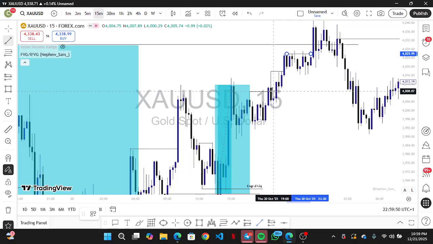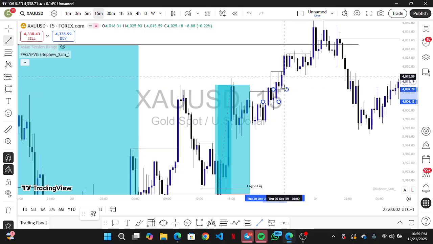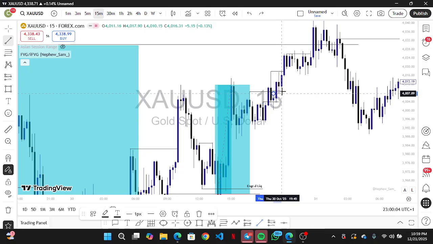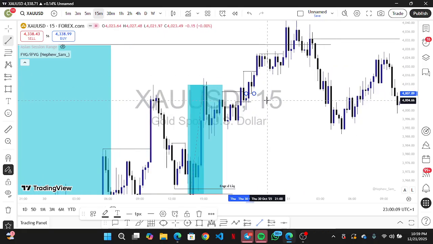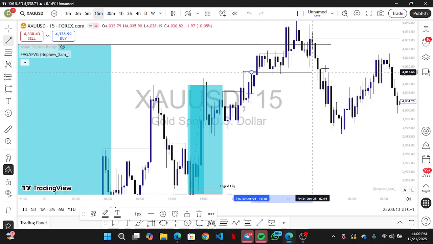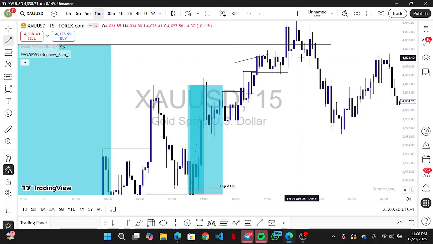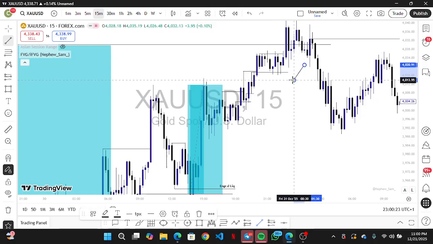Now, are there OBs that are free? This OB has been mitigated. This one has been mitigated. This one has been mitigated as well. This OB has been mitigated. So all of these are mitigated. There is no imbalance in any of these OBs. This one here as well has been mitigated. This OB here before this break of structure has been mitigated. Before it broke this new high, it has been mitigated. So all that, all that and that.